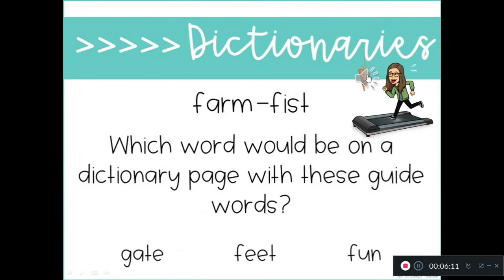All right, friends, still working with those words, farm through fist. Which word would be on the dictionary page with these guide words? Would it be the word gate? Would it be the word feet? Or would it be the word fun?